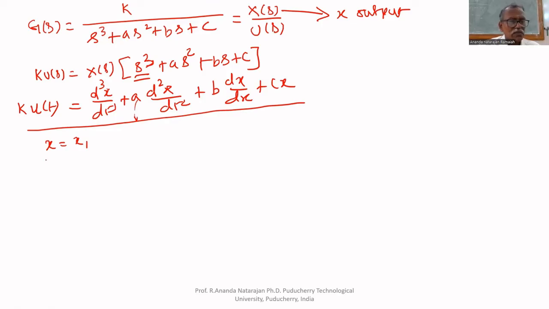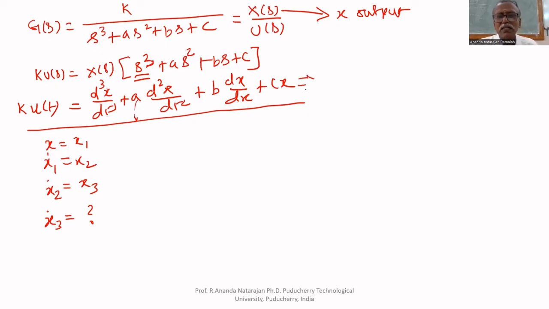X equal to x1. x1 dot equal to x2. The first derivative of the first variable is called the second variable x2. Second state variable x2, x2 dot equal to x3. I am defining like that. x3 dot equal to something. Since it is third order, that's why I'm stopping here. Otherwise, I can write like this continuously. x1 dot equal to x2, x2 dot equal to x3, x3 dot equal to question mark.